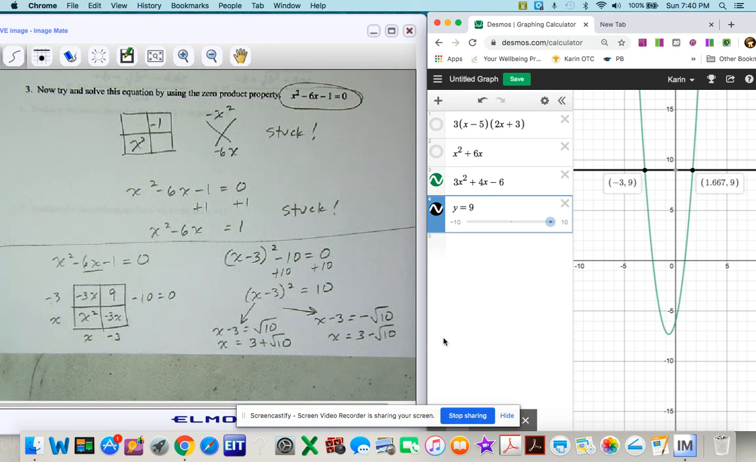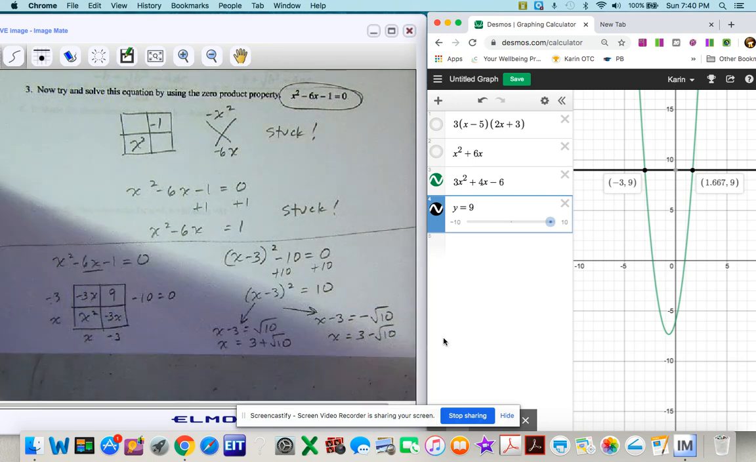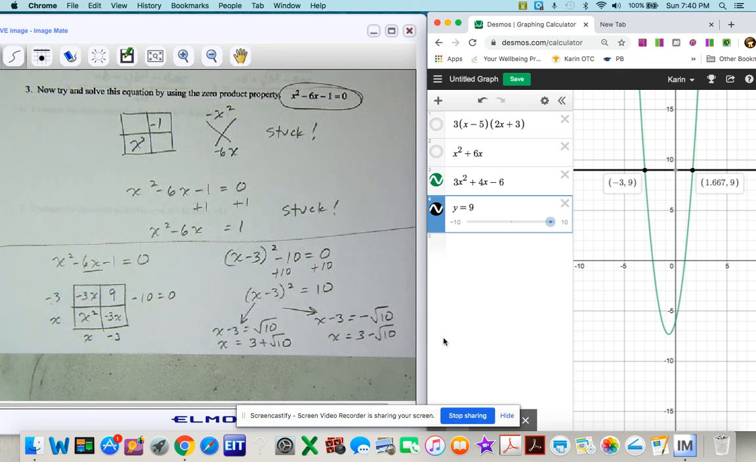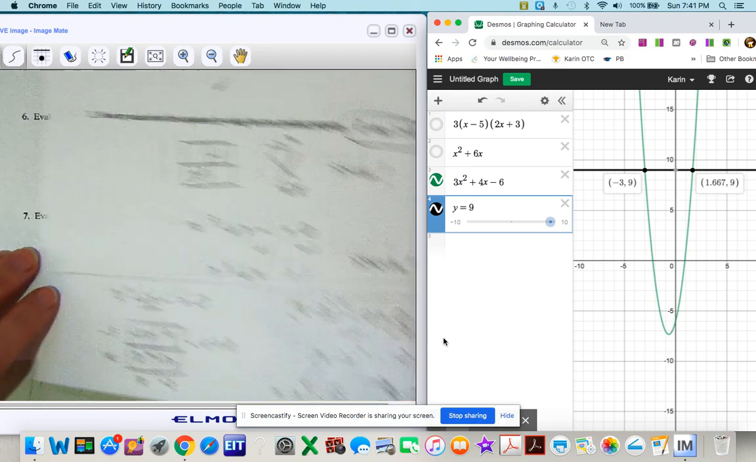So completing the square will work, actually every time. It's just a little tedious. So if you want to solve a quadratic that doesn't factor, go to completing the square. All right, so we're going to practice a few more of those.